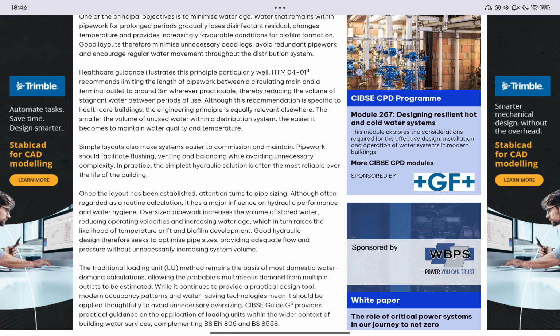Healthcare guidance illustrates this principle particularly well. HTM 04-01 recommends limiting the length of pipework between a circulating main and a terminal outlet to around 3 metres wherever practicable, thereby reducing the volume of stagnant water between periods of use. Although this recommendation is specific to healthcare buildings, the engineering principle is equally relevant elsewhere. The smaller the volume of unused water within a distribution system, the easier it becomes to maintain water quality and temperature.